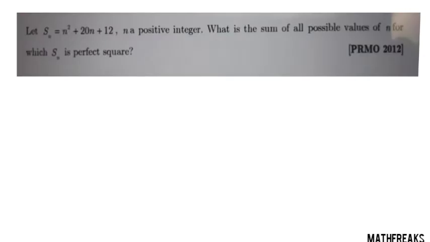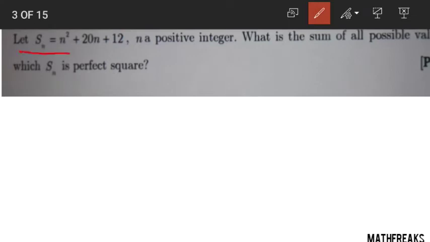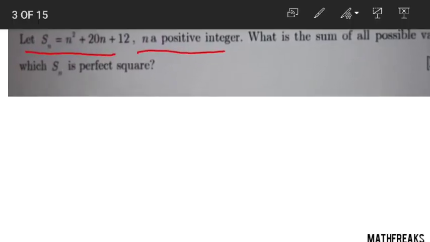This is a good question. So the question is like that: let Sn be n square plus 20n plus 12. An equation has been given. n is a positive integer. What is the sum of all possible values of n for which Sn is a perfect square? Okay, so we have to find the values of n for which the whole expression is a perfect square of some integer.